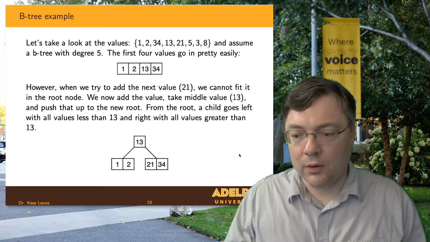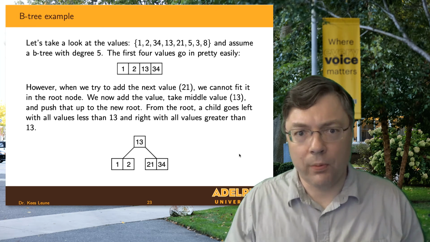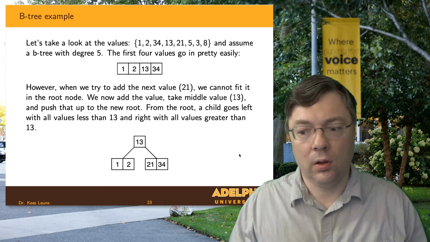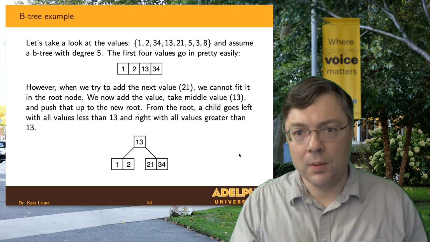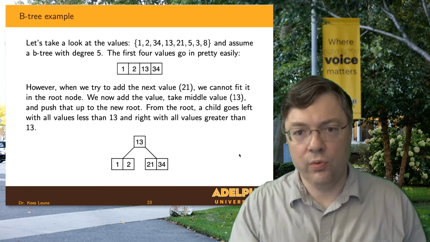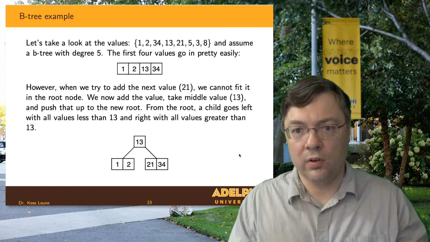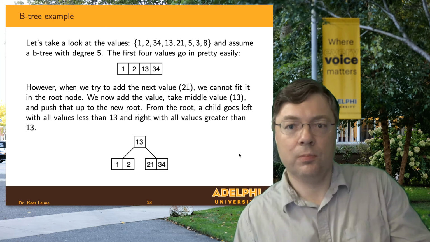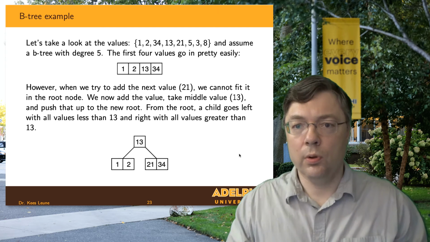The easiest way to think about that is by adding that next value, at least temporarily, to the node. So now I get 1, 2, 13, 21, 34. And I look for whichever one is in the middle. 1, 2, it's 2 values. The last two are 21 and 34. That's 2 values at the end. That means 13 sits in the middle. 13 gets pushed out and goes up and becomes the new root node.